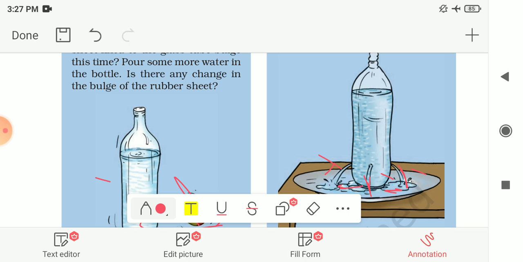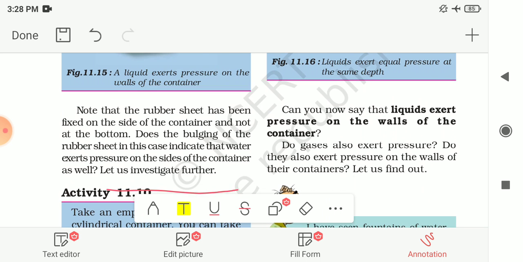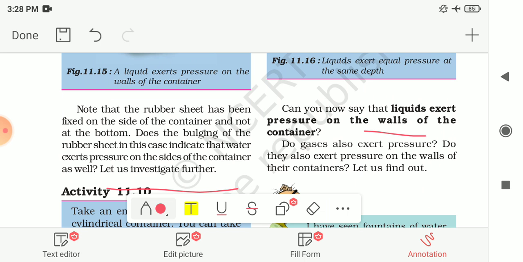So this indicates that the liquid exerts pressure equally at the same depth from the open surface of the liquid. That means at the same height we are making the holes. So that's why the amount of pressure is also the same. So now can you say that the liquid exerts pressure on the walls of the container? So yes, the liquid exerts pressure on the walls of the container.